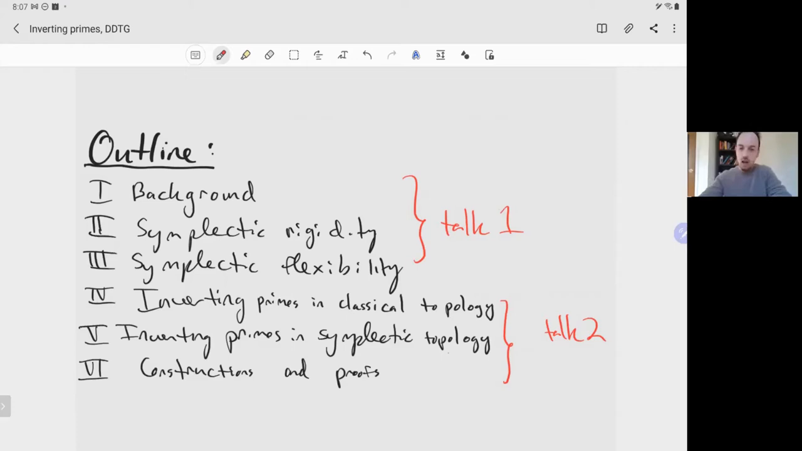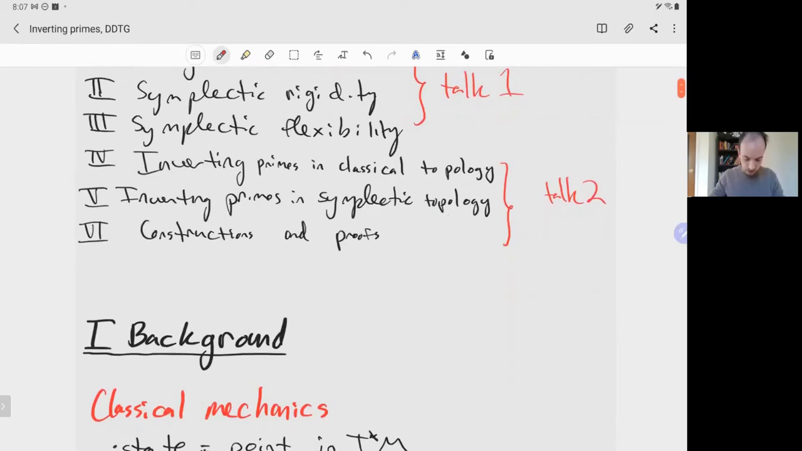So that's the outline. Feel free to stop me at any point for questions or comments. I might go too fast or too slow at some moment, so let me know if you want anything repeated. Okay, so let me begin with some background.